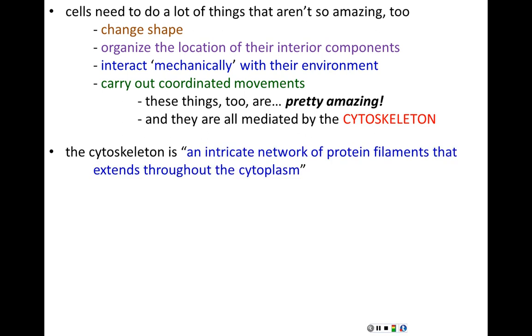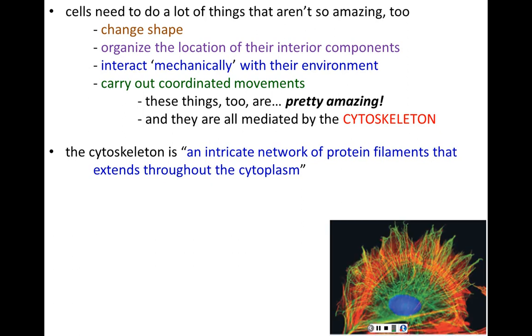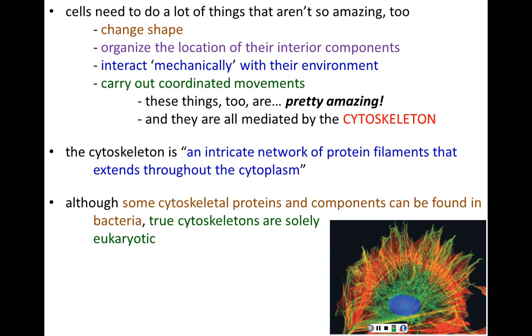The textbook says the cytoskeleton is an intricate network of protein filaments that extends throughout the cytoplasm, and that's the best way to really describe this structure. It is a meshwork of proteins that permeates all aspects of a single cell. Here we see some fluorescent microscopy of the cytoskeleton, actin in red, intermediate filaments in green, and we also have the nucleus, the DNA in the nucleus stained blue. You can see that the cytoskeleton truly does permeate and encompass all aspects of the cell.